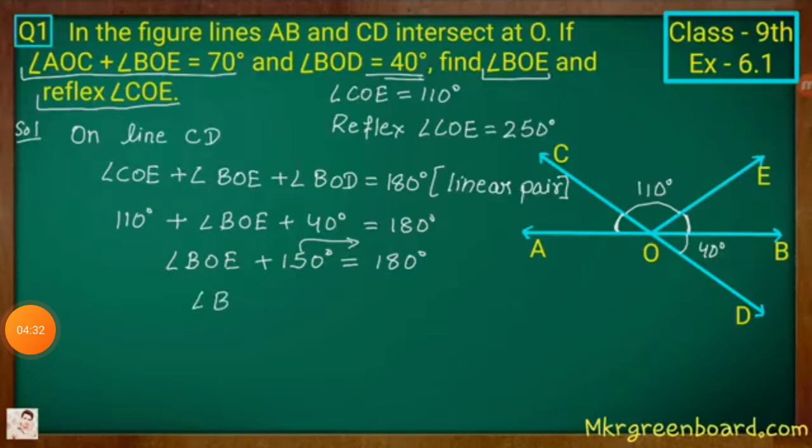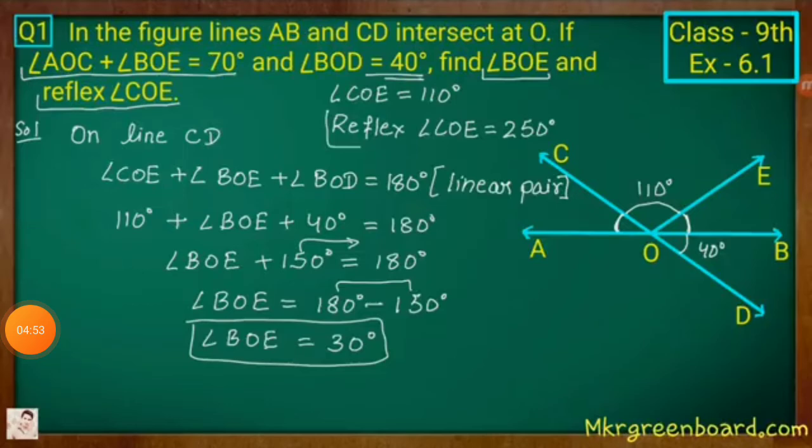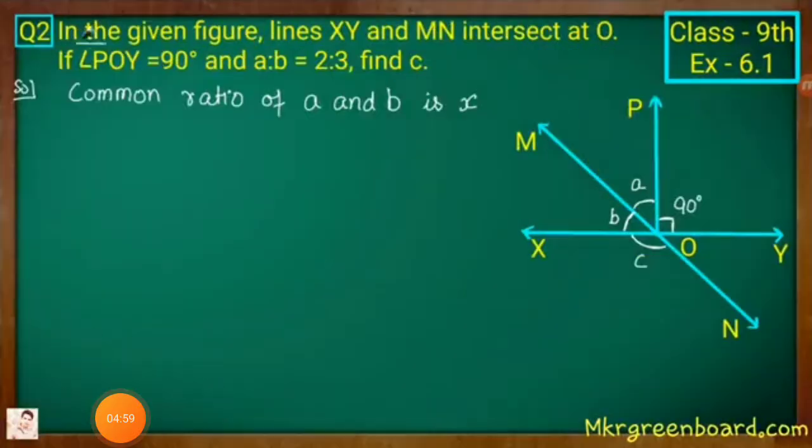Angle BOE equals 180 minus 150. Therefore, angle BOE equals 30 degrees. Okay, children. This is the first answer. Now we'll move to the second one. Let's continue the exercise. Question number 2.